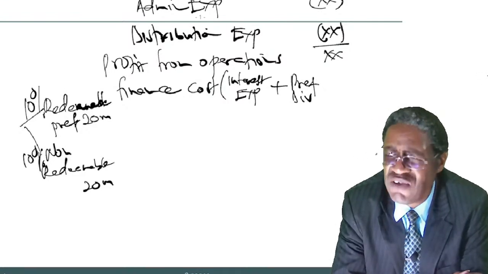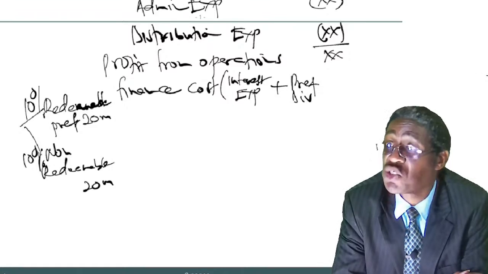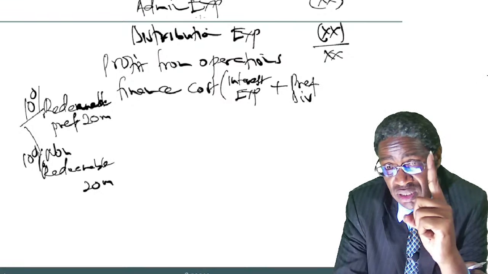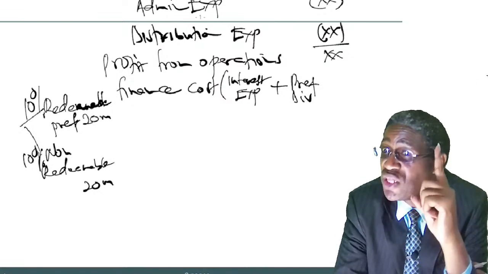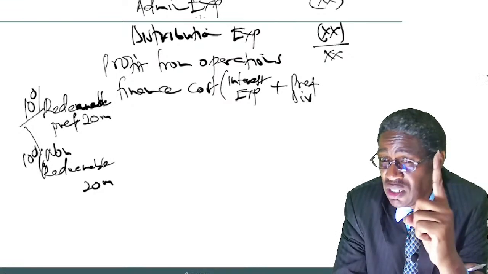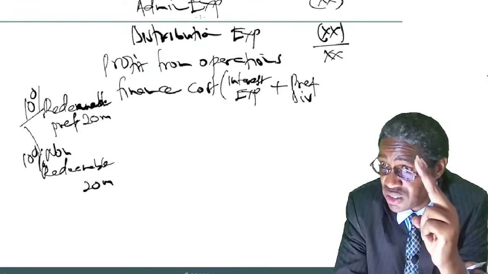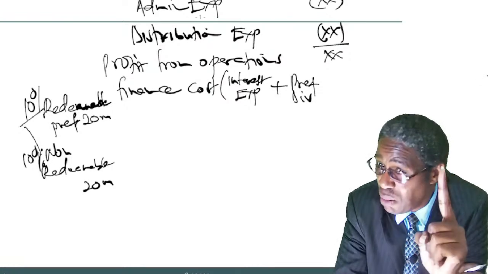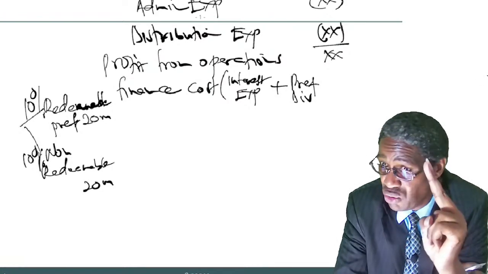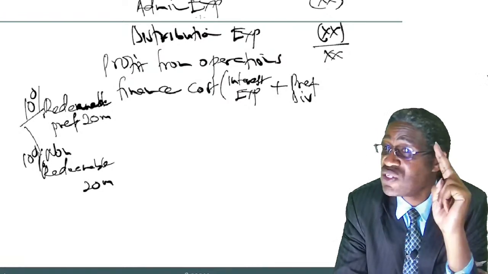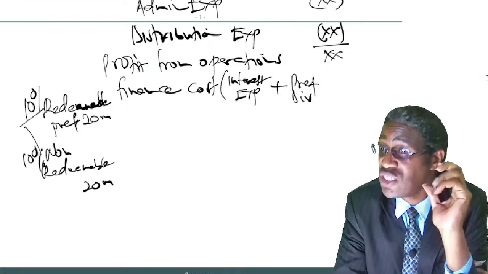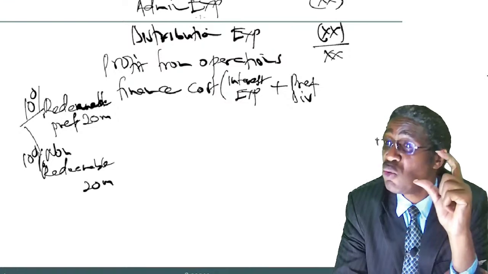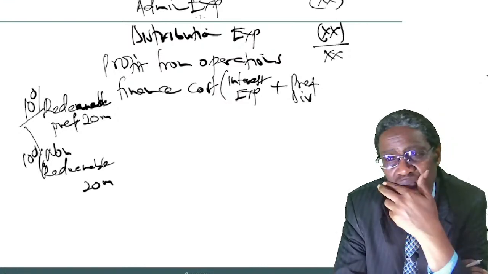That is very, very important, especially when it comes to exams. You have to check. If you find within your trial balance that you have preference shares, you must ask yourself, is this preference share redeemable or non-redeemable? So that if it's redeemable, you know where to treat the dividend for it. If it's non-redeemable, you also know where to treat the dividend for it.